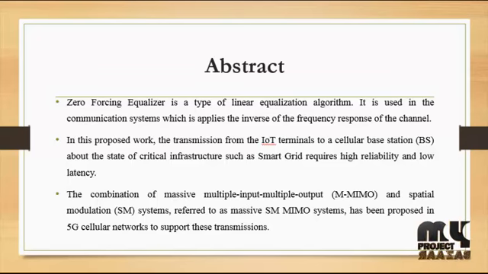In this proposed work, transmission from the IoT terminals to the cellular base station, for state critical infrastructure such as a smart grid, requires high reliability and low latency. So the combination of massive MIMO and a spatial modulation system, referred to as a massive spatial modulation MIMO system, has been proposed in the 5G cellular network to support all the transmission of the process.